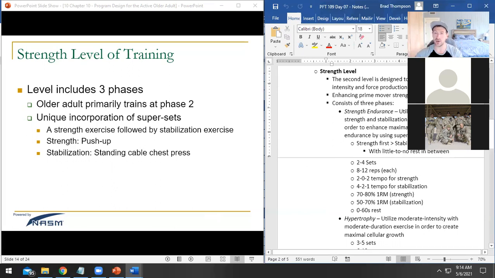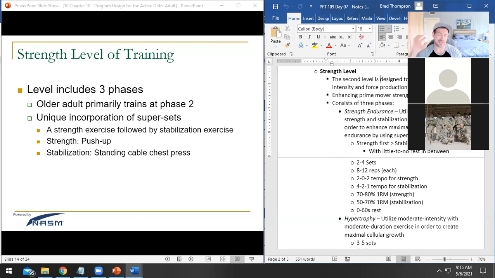So what we're going to do is steal some of the stuff from level 1 and use it in level 2. So you're going to do superset techniques here. A superset, by definition, is just 2 exercises back to back with little to no rest, right? So if you did walking lunges and then you set the dumbbells down and immediately you grab a resistance band, you start doing chest presses, right? That's a superset. You take no rest in between, you're supersetting them together. You finish this chest press, you go back to your walking lunges, right?